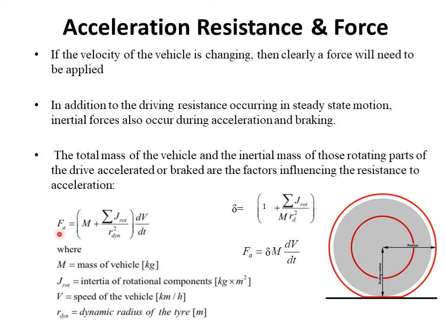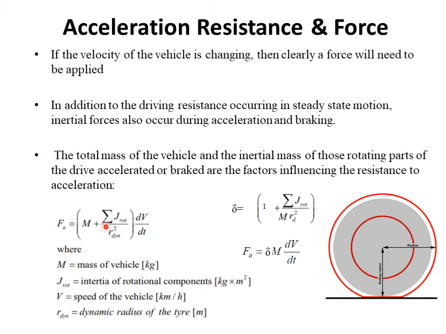So I can write the force due to acceleration, or acceleration resistance force, as Fa is equal to m plus sigma J rotational by r dynamic square, the whole into dv by dt, where dv by dt is our acceleration. Okay, so this is actually a mass again. So the total mass of the vehicle plus the inertial mass of those rotating parts, together a total mass, into acceleration, which is dv by dt, is the force due to acceleration.